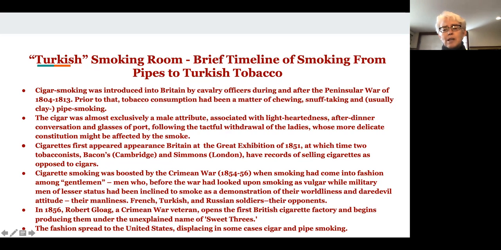Cigar smoking, first of all, and that whole idea of France and Britain being involved in the Middle East at all came really with the Peninsular War in Spain under Napoleon, and then the whole development through Egypt and so on. Before that, tobacco was basically either chewing or snuff taking, or sometimes clay pipe smoking. So 1804, 1813, the idea of cigars was brought back to Britain by cavalry officers and so on.